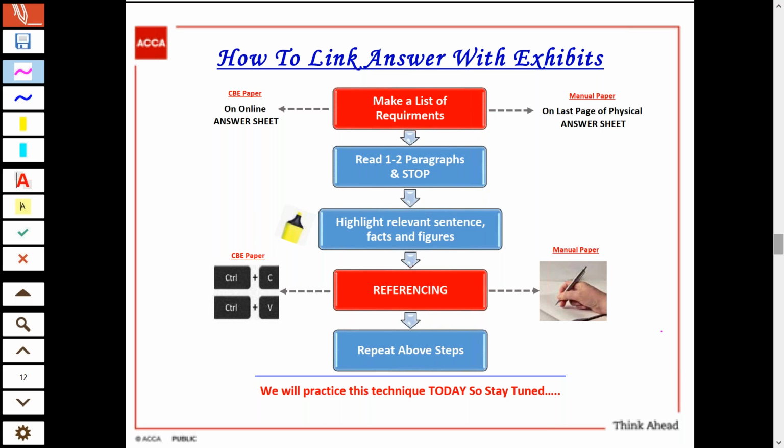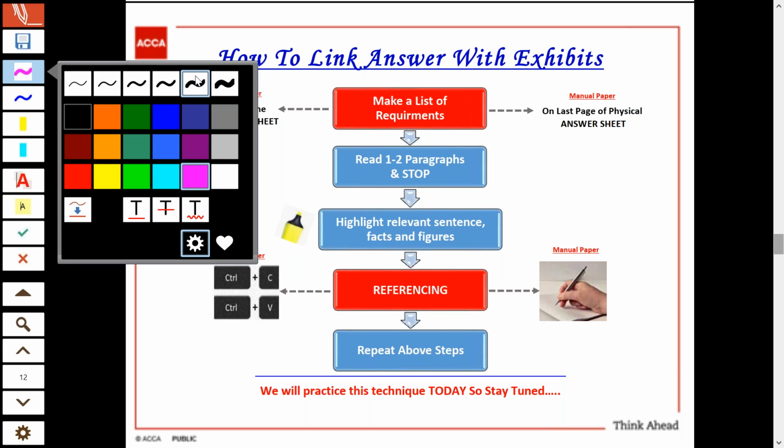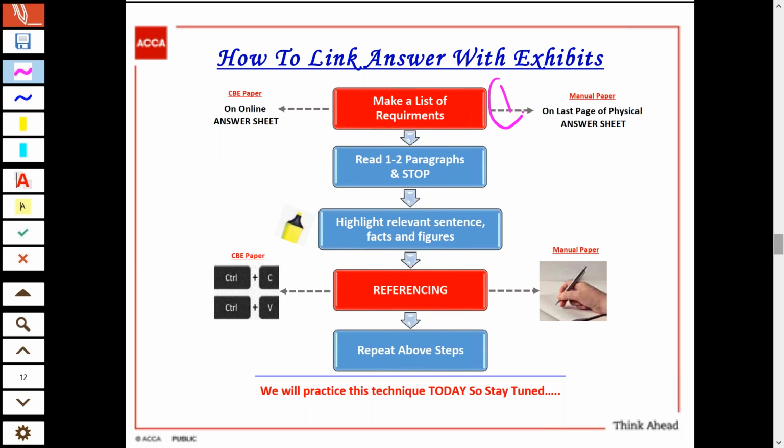Step number 1 is you first make a list of requirements. So as soon as you get your paper, as soon as the paper starts, the first and foremost thing is you quickly make a simple list of your requirements. Okay. So now the students who are giving CBE paper, you will open up your answer sheet. It's an online answer sheet.